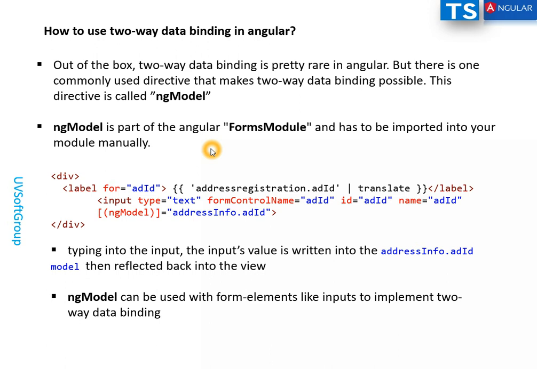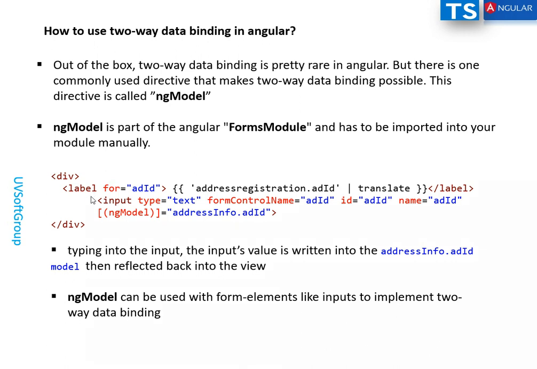So ngModel is the most important directive for two-way data binding. I will show you when I do the real development. This is a screen from my development of an address registration form. You have a forms module, and it has to be imported into your component. I already explained that in my previous screencast: how you can import your necessary dependencies into the application.module.ts file. Take a close look at the previous screencast, and you will get a really clear idea of how you can import and manage your dependency injections.